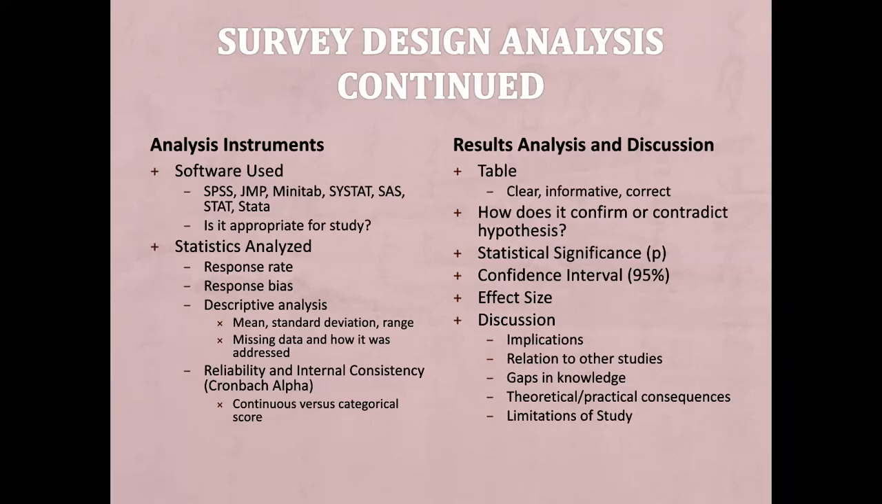Then we're going to look at the results analysis and discussion. So, when they're presenting their results and discussing their results, it's typically recommended that they include some form of a table. So, if they did include a table or a figure, is it clear? Is it informative? And is it correct? Do the researchers talk about how it confirmed or contradicted their hypothesis and why?